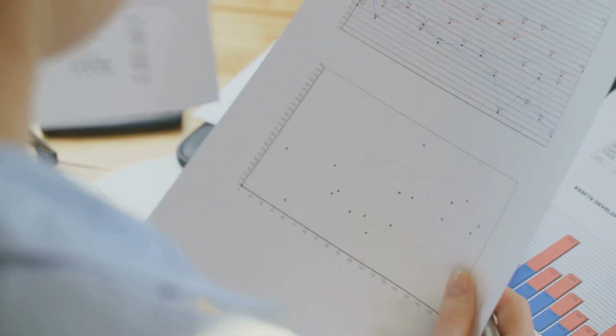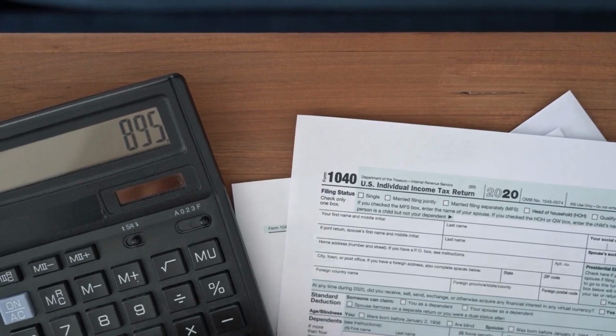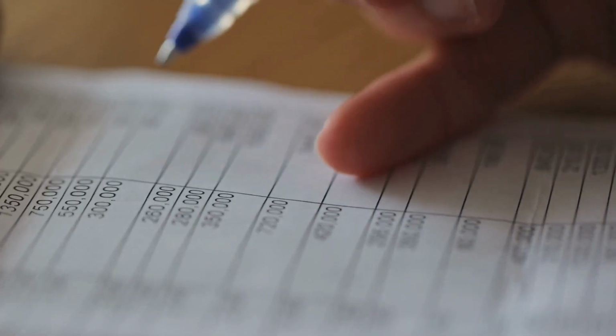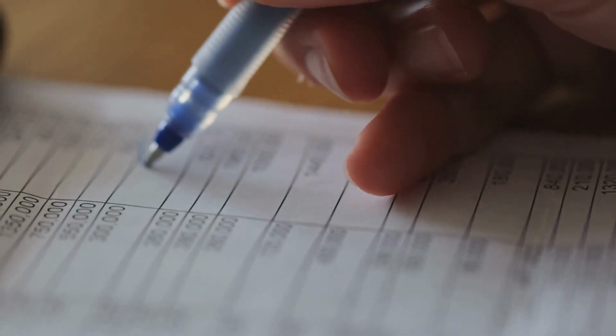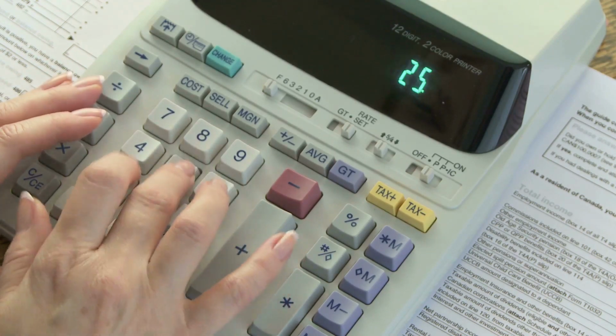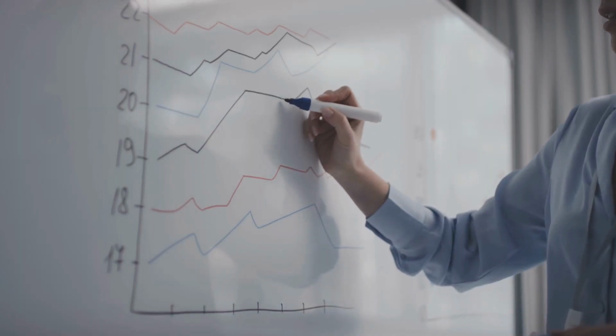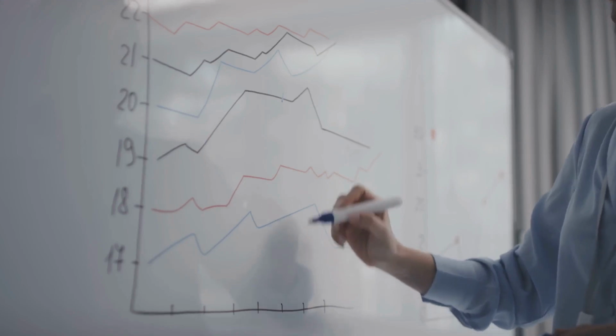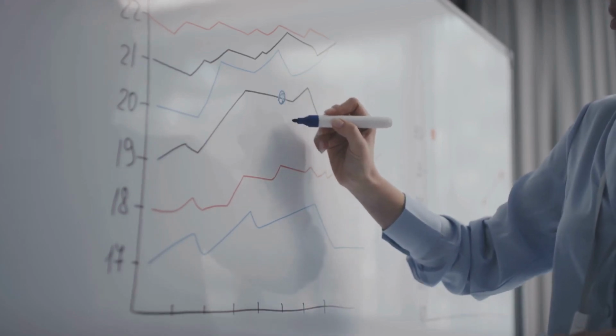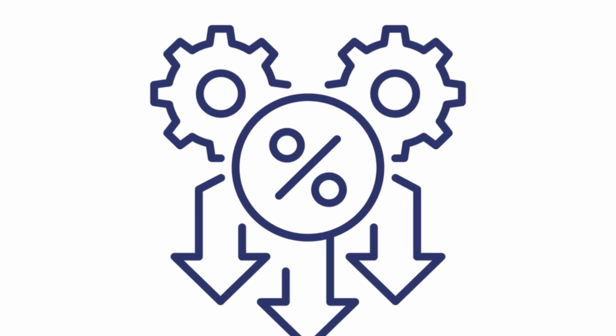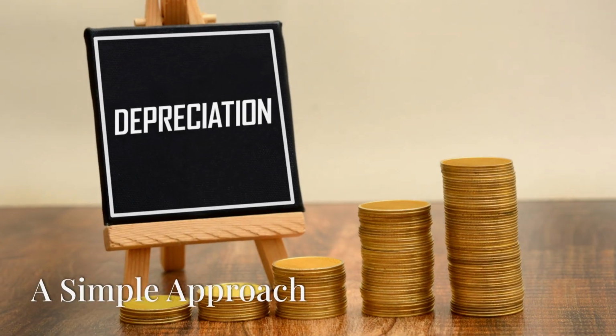Why does this matter? Well, for starters, it impacts your taxes. Depreciation is a deductible expense for businesses, meaning it can lower your tax bill. Over the next few sections, we'll break down the three main methods of calculating depreciation, each called flat rate, unit cost, and reducing balance.